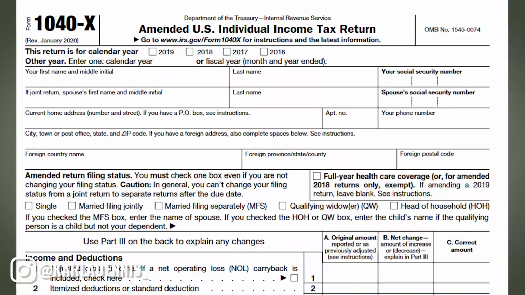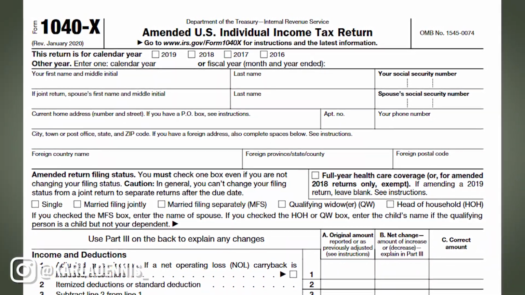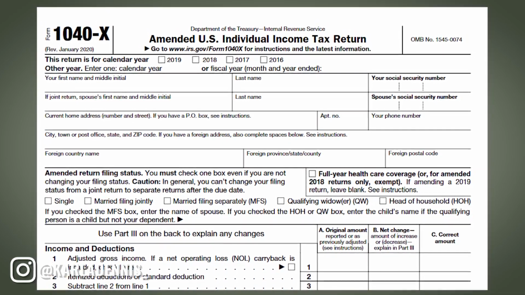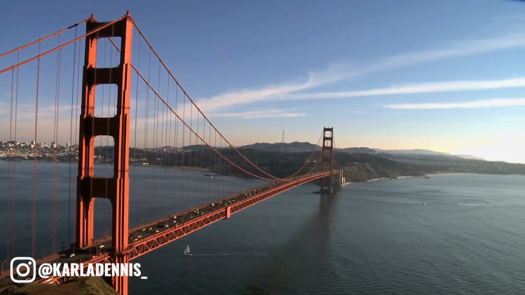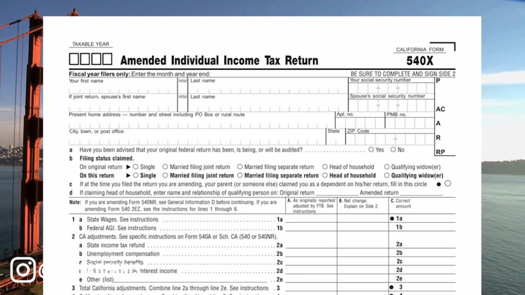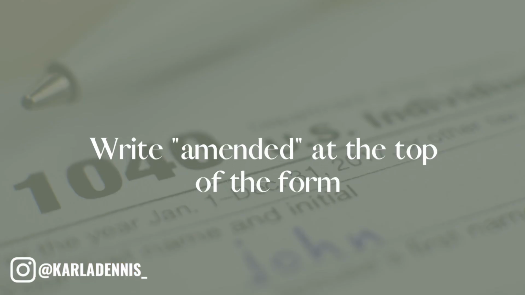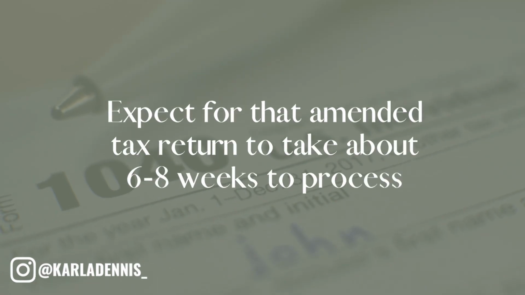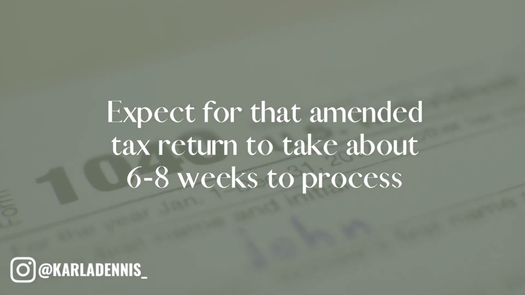You're going to use Form 1040X, and potentially you're going to use that same form with an X with your local state. For example, the state of California would be a 540X. Some states don't have an amended form. You just would file the same tax return, but you would write amended at the top of the form. Expect for that amended tax return to take a good 6 to 8 weeks to process.